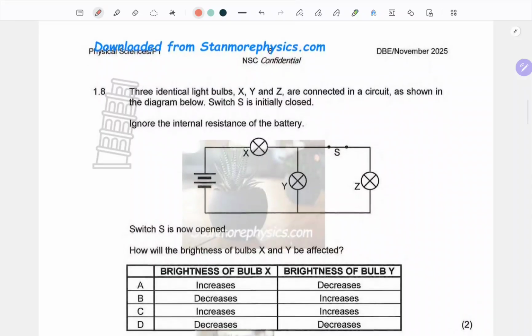Now 1.8 reads: 3 identical light bulbs. Now in physics, this word can be thrown loosely. Now topic for topic, a student needs to know in what regard do we normally say things are identical. Essentially, folks, we know that in physics, when it comes to current, electricity, or electric circuits, this is almost always related to resistance.